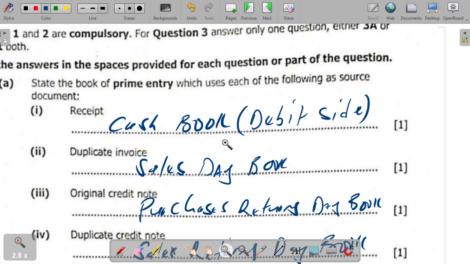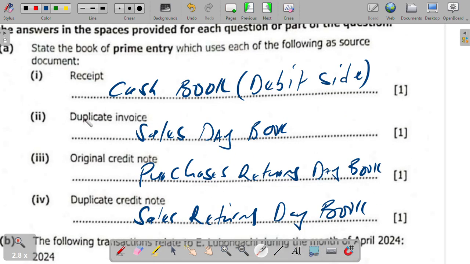So the book of primary entry, the examiner was asking you to state the book of primary entry which uses the following as source document. Receipt. The receipt is recorded in the cash book on the debit side. So a receipt is issued when money is received. You only issue a receipt when money is received, and all cash received is recorded in the cash book on the debit side. Why? Because it increases cash.